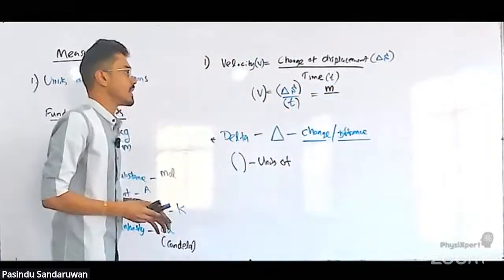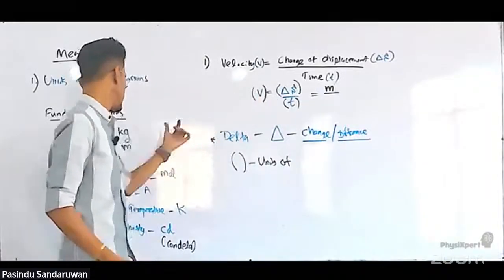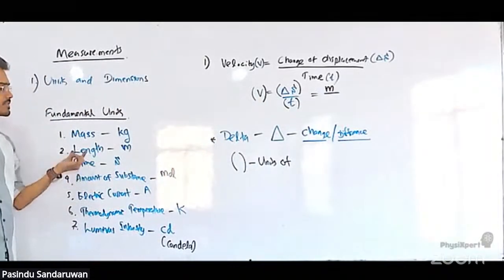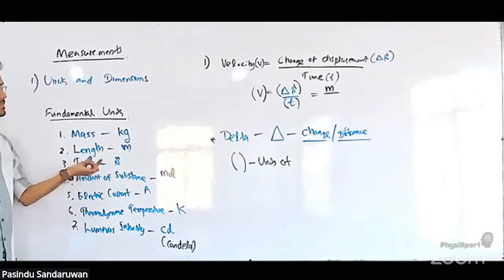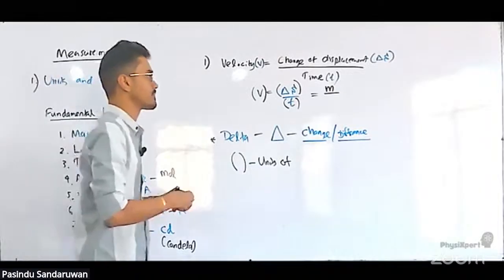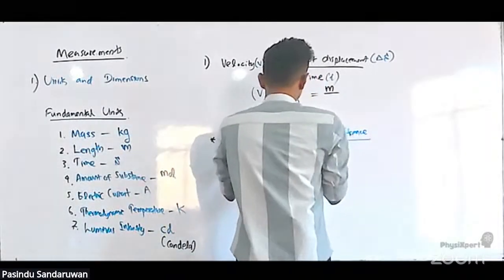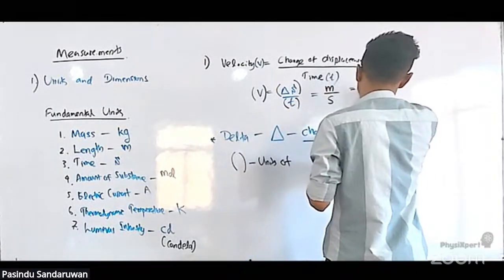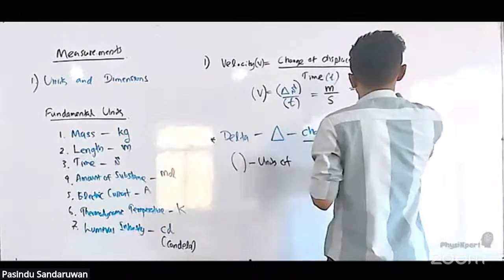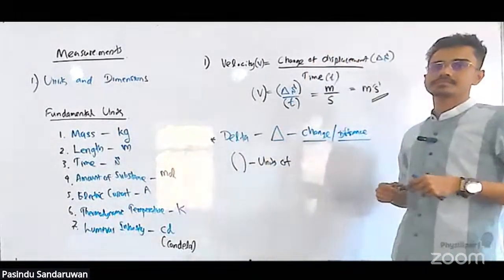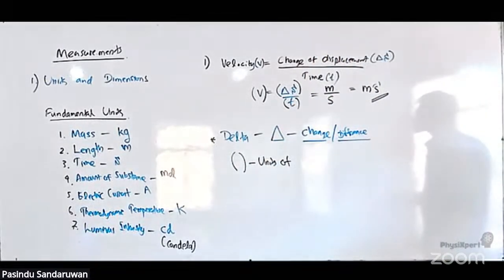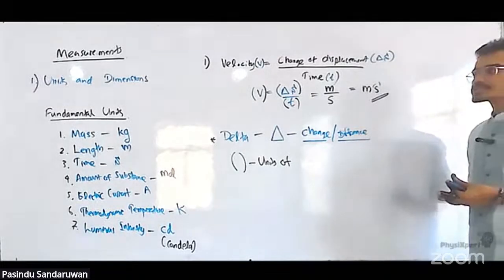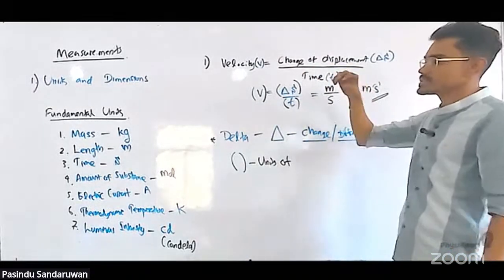And time is very straightforward. Time is fundamentally there in the list. Time is measured in seconds. If you simplify this, it comes to m s^-1. Got it? That is how the quantity and the unit get derived.